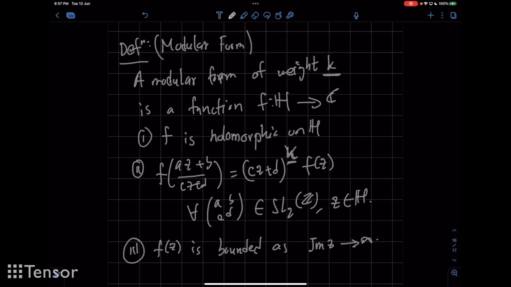Exactly. So there's a very nice quote by, I think, Barry Mazur, who is a number theorist. I don't remember the exact quote, but he said that modular forms have infinitely many symmetries, so many symmetries that it's hard to believe that such functions exist. But they do, and we'll see that such functions exist.